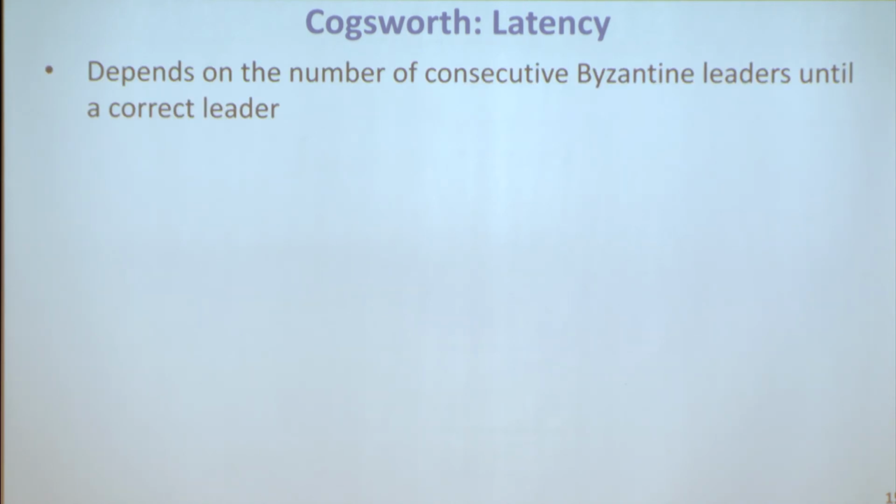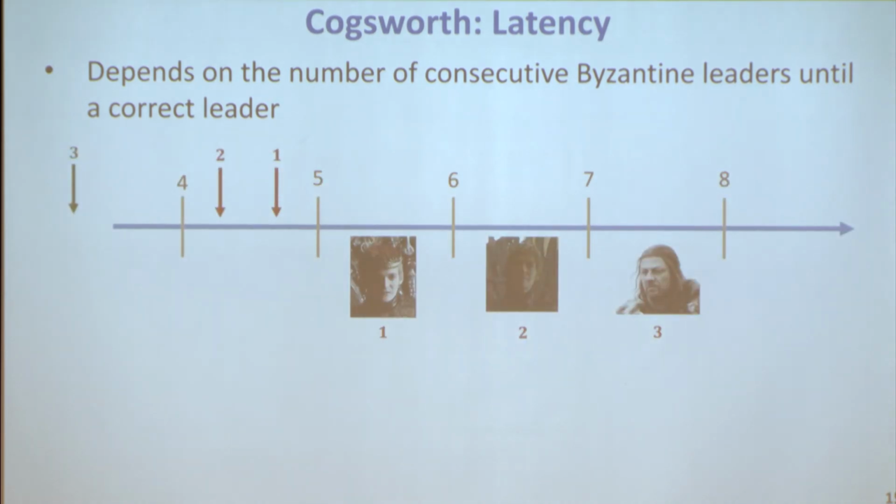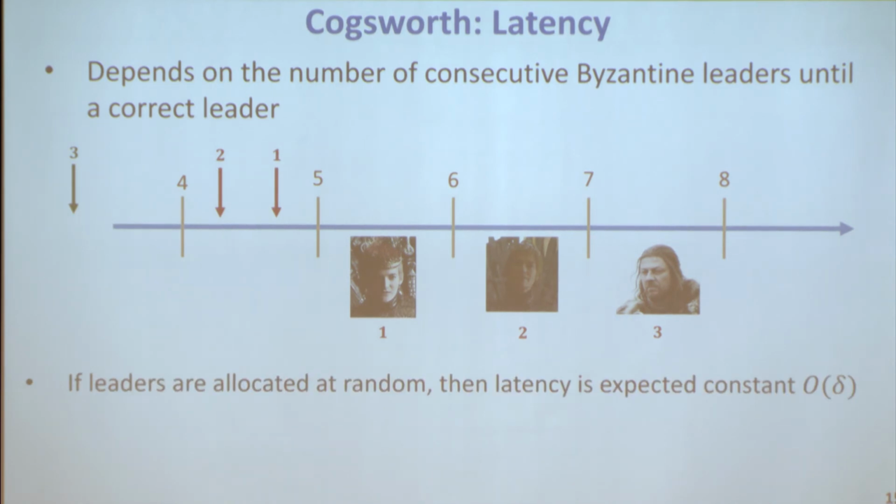The latency depends on the number of consecutive Byzantine leaders until a correct leader is reached. So in our example, let's say you want to send a message for view 5. You have to go through 2 Byzantine leaders until you find the correct one. So you can see that it's a geometric distribution: the number of consecutive Byzantine leaders until a correct leader. The good thing about the geometric distribution is that the mean of this distribution is constant. Therefore, if leaders are allocated at random, latency is expected constant.